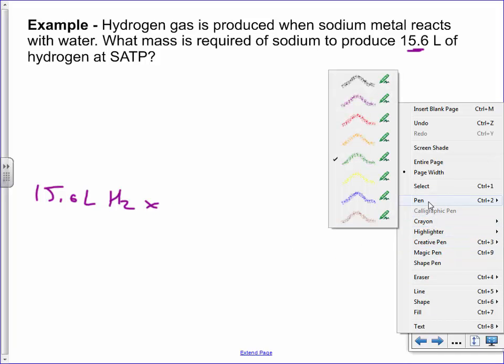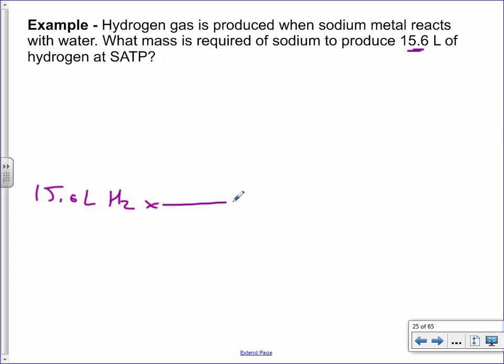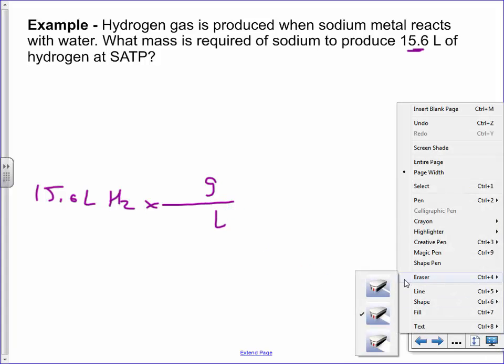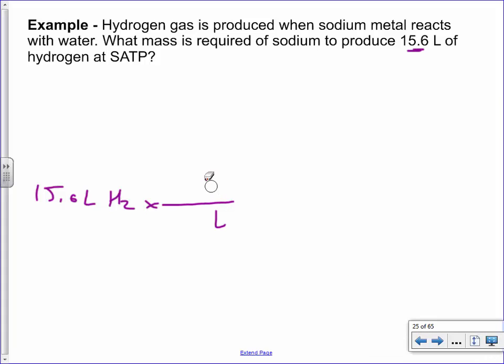Well, we need to get rid of liters. So I need a liters on the bottom. Grams on top would be great if I had a number that could get me grams per liter, but I don't have a grams per liter number. I could do moles. Let's try moles.